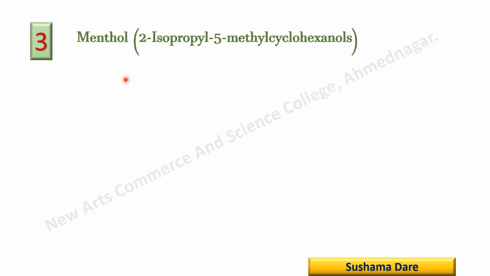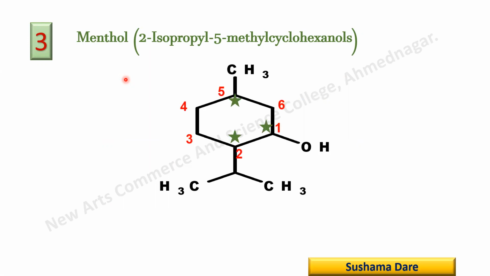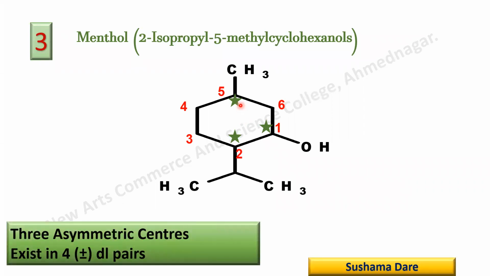So menthol, this is 2-isopropyl 5-methyl cyclohexanol. This is the structure of menthol. The second position has the isopropyl group, the first position has the hydroxy group, and the fifth position is the methyl group. Due to these three substituents, C1, C2, and C5 are the asymmetric centers. Hence, as there are three asymmetric centers, it exists in 4 DL pairs.